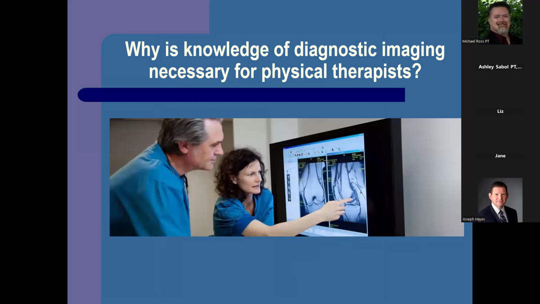So again, why is knowledge of imaging necessary for PTs? I think it's also important to know that once imaging is done, we're going to see things on scans. And the question for us is, does that relate to the patient's relevant impairments?